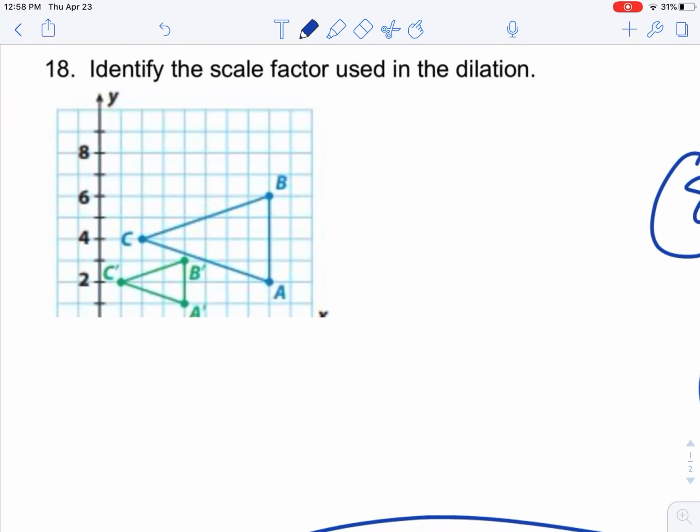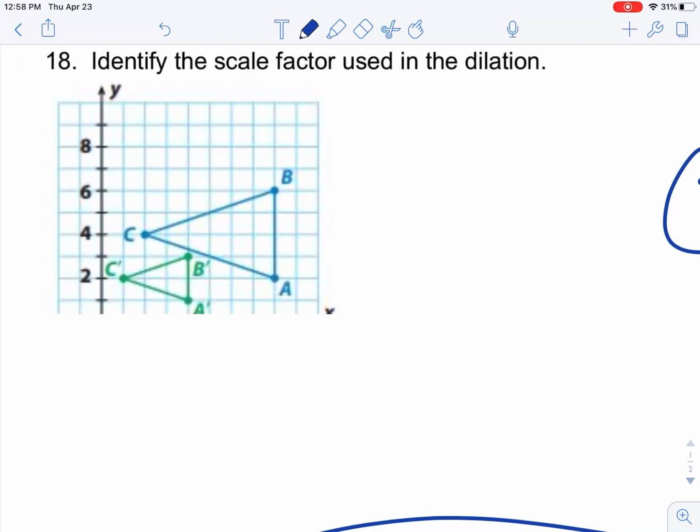Number 18 is a little harder to explain. Here, I'm going to try to finish the graph paper. Sorry, you can hear my dog barking in the background. So, okay.